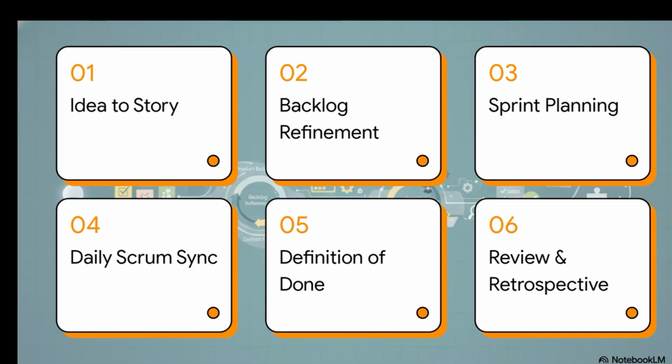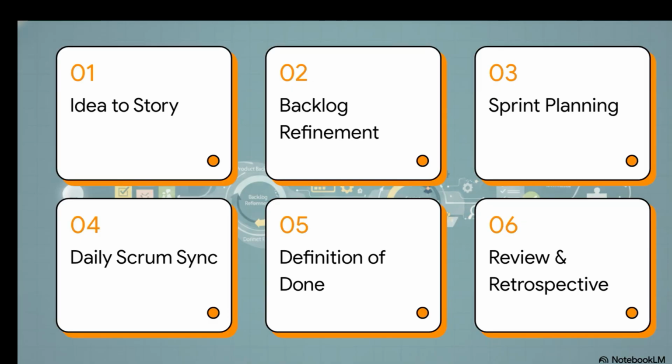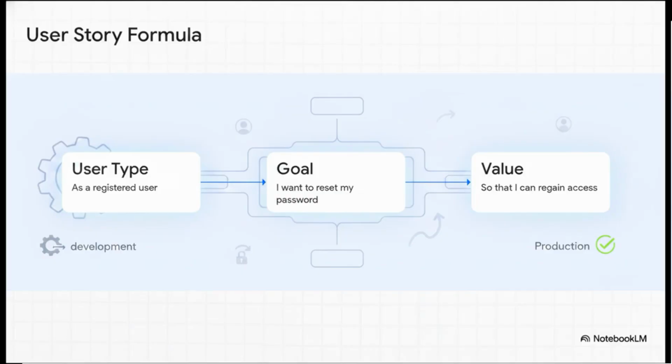Okay, so let's dive into this roadmap. We're going to cover the journey from idea to story, refining the product backlog, sprint planning and execution, the daily Scrum sync, the quality check through the definition of done, and finally, the review, retrospective, and beyond. Starting off with section 1, the journey from idea to story.